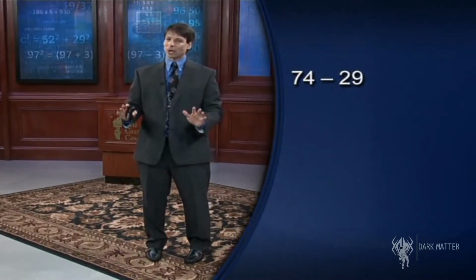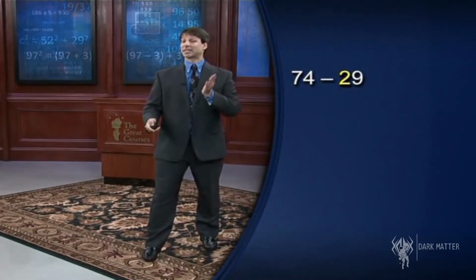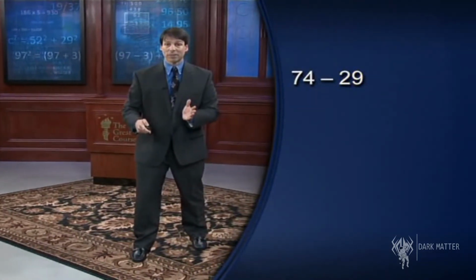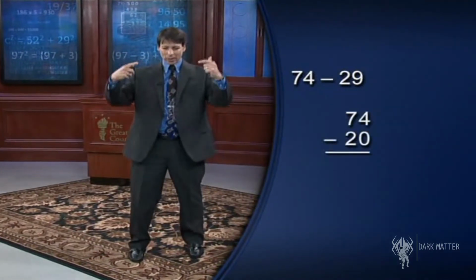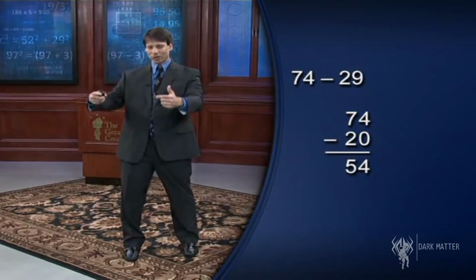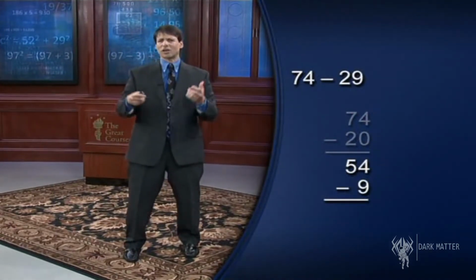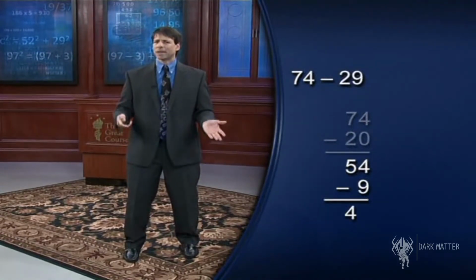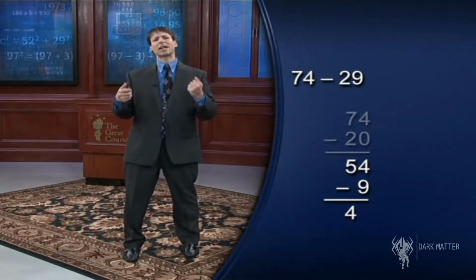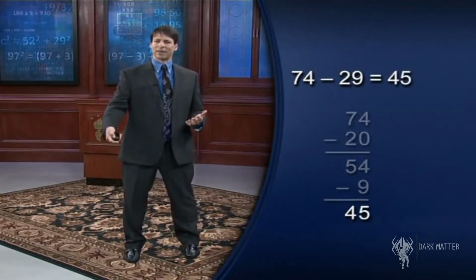In the first way, you subtract 20, then subtract 9. So the problem becomes 74 minus 29. I subtract 20, and I have 54 minus 9. 54 minus 9, it's going to be 40-something. 40 what? Well, we know that 14 minus 9 is 5, so it's got to be 45.